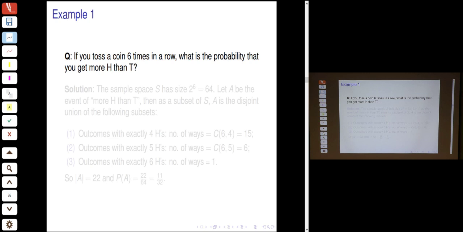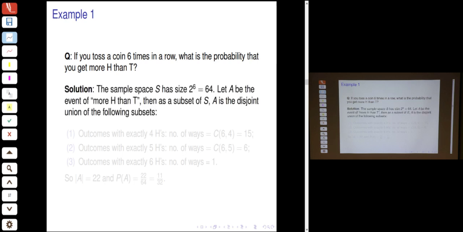Okay, so now let's look at some calculation. If you toss a coin 6 times in a row, what is the probability that you get more heads than tails? Okay, try again. So you toss a coin 6 times, right? And then the event will be more heads than tails. Now you want to calculate the probability of that event. Okay, so let's follow the definition.